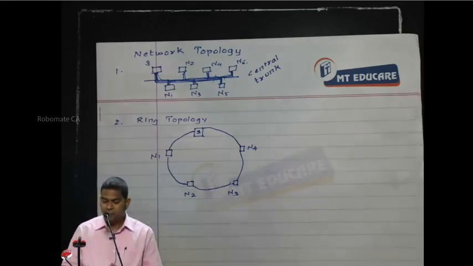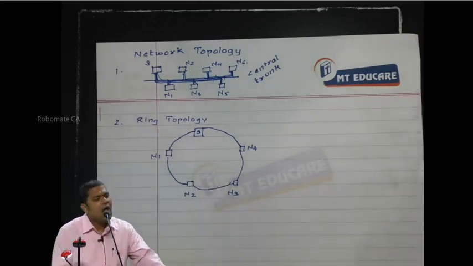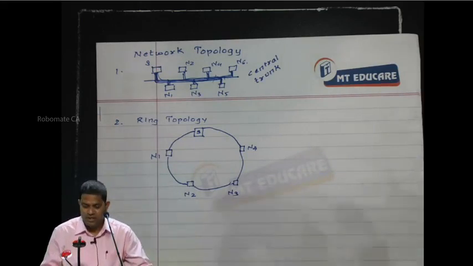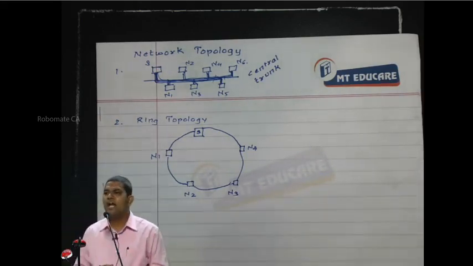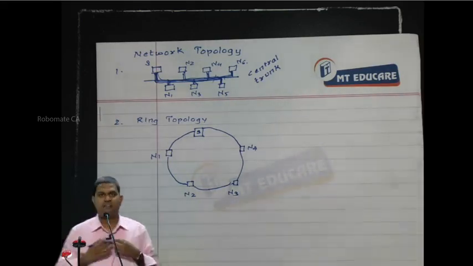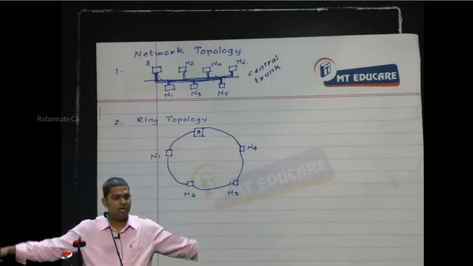Now, in this particular type of ring topology, the server need not know the address of everyone. Every node need not know the address of everyone. Here, every node or the server just knows the address of its adjacent nodes. Means the server will be knowing the address of N1 and N4.